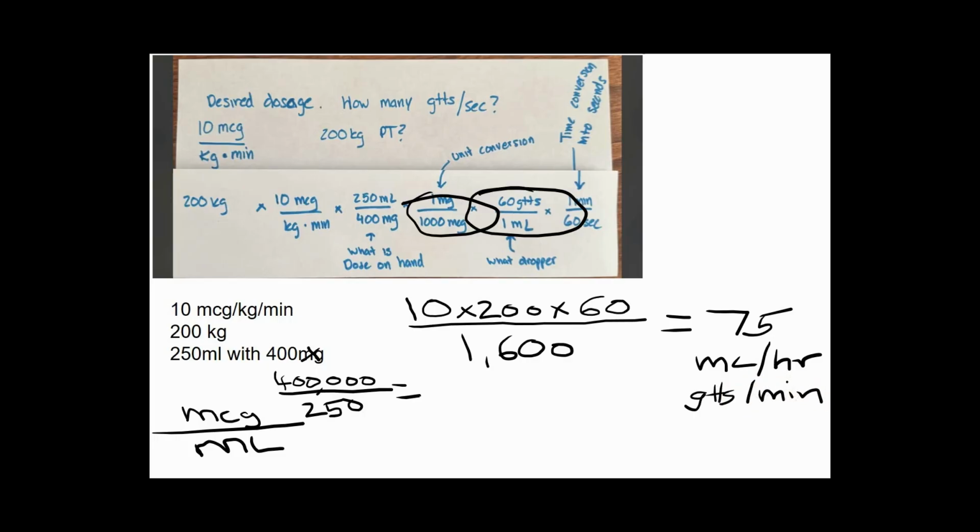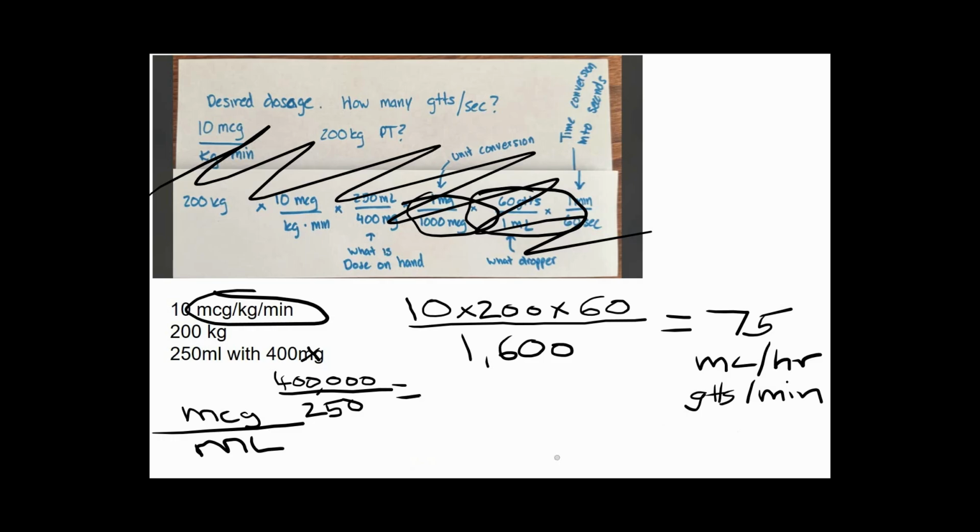That's as hard as it gets. You just have to remember that your dosing is mic per kg per minute, and that is also your formula. Not that hard. You don't need this stuff. Do it the easy way.